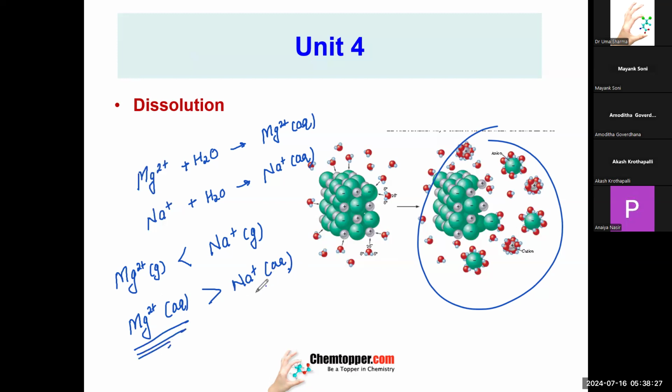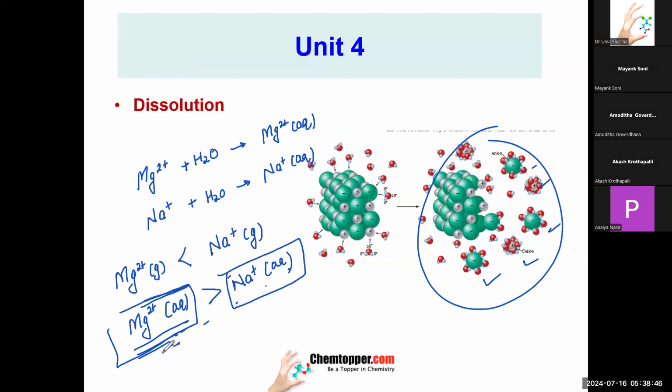Who will move slowly in the solution? Which ion will be moving slowly? They are free ions now, hydrated by water. So out of these two, which one will move slowly?